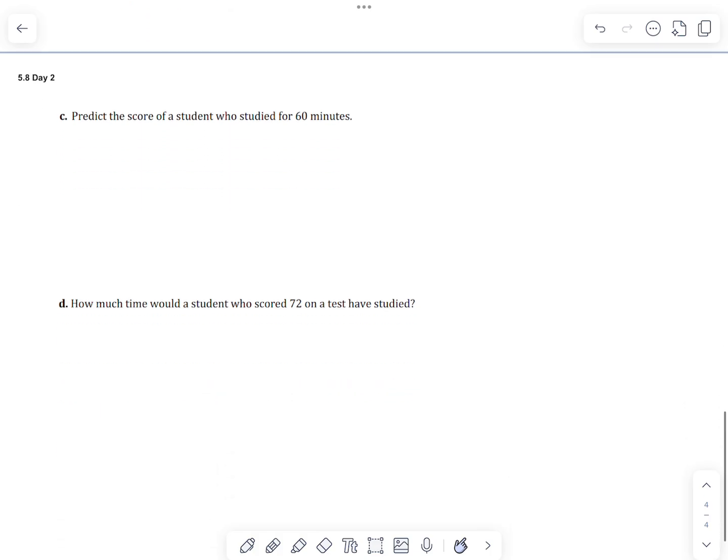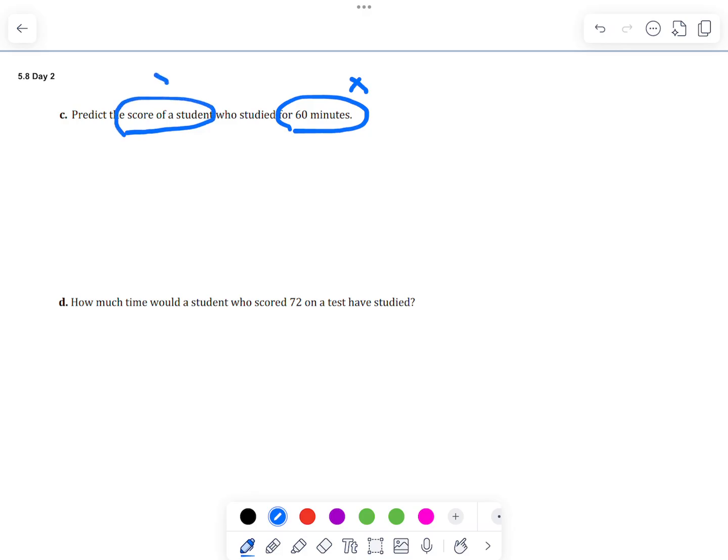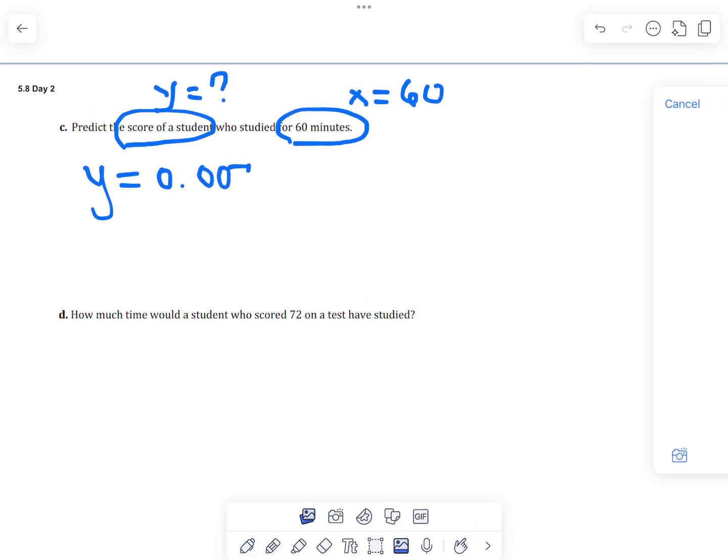It says predict the score of a student who studied for 60 minutes. So we're giving you the time that the student studied, so that's your X, and we want to find the predicted score, which is our Y. So X is going to be 60 in that function, and we want to find Y. So we can substitute it right into the model for X.